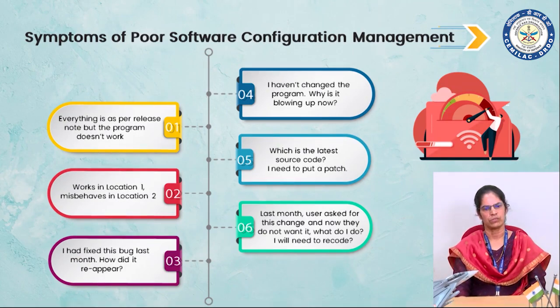Which is the latest source code? I need to patch. Last month, user asked for this change. Now they do not want it. What do I do with it? Will I need to code it again? Now the question is, why do these problems occur?